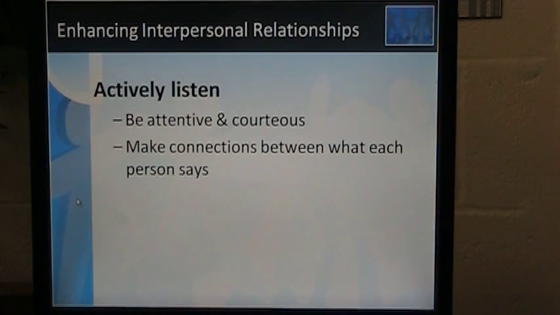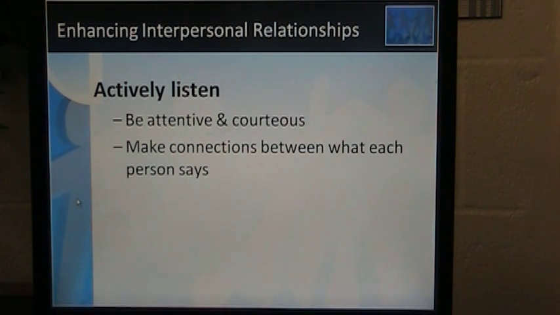Next, another way to enhance interpersonal relationships is to actively listen. When you're actively listening, you are being attentive and courteous to show that you care about what the speaker is saying. You're also making connections between what each person says. So if you're involved in a conversation with multiple people, you do want to follow the conversations and make sure that you establish a connection between all of your friends or your family members or whoever you're talking to.